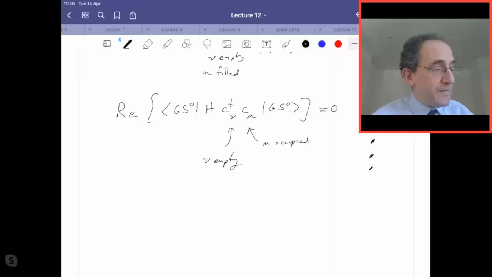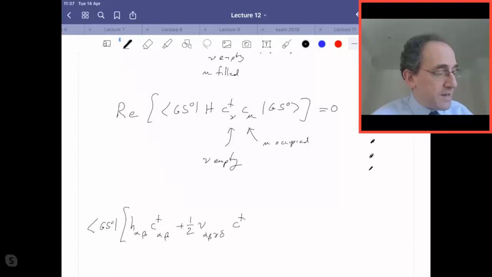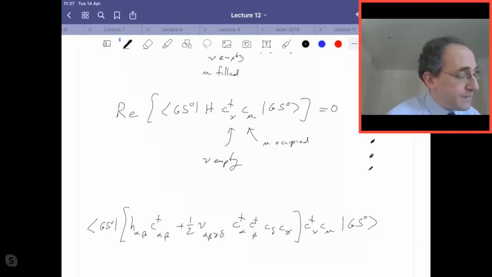So to complete the proof, I now have to plug in the form of the Hamiltonian here. So let's write this ground state 0. I'm now plugging in the form of the Hamiltonian. I'm going to drop the sums, which will be implied. Alpha and beta are both summed over implicitly, Einstein summation convention. V alpha beta gamma delta, C dagger alpha, C dagger beta, C delta, C gamma, C dagger nu, C mu, on ground state 0. And we want this thing to equal 0. Okay?